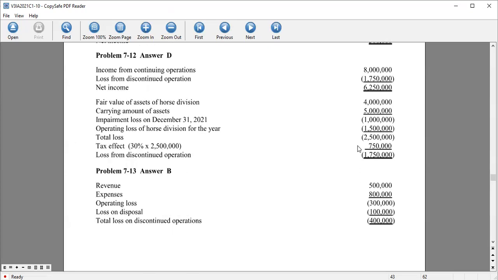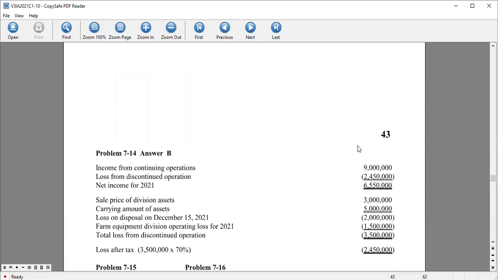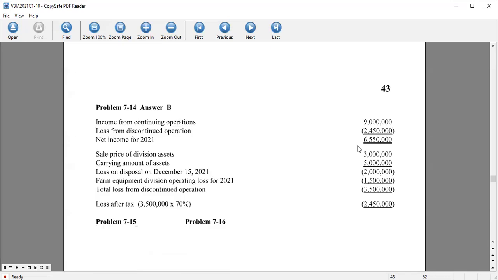Then 7-13, again asking for how much should they report the components operations for 2021. So number 13, the answer is letter B. The 400 should be reported as loss on discontinued operations. Then number 14, the answer is B, 6,550,000. The net income for 2021. Question number 14. It's letter B for 6,550,000 with supporting computation for the loss after tax. Then number 15, the multiple choice theory.